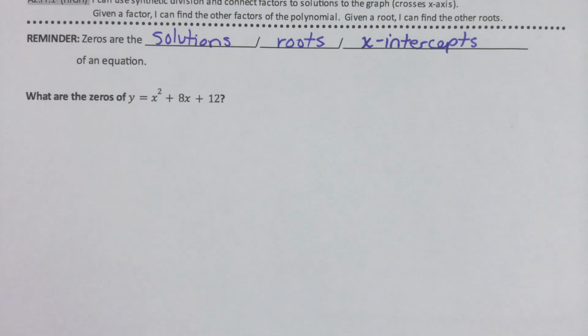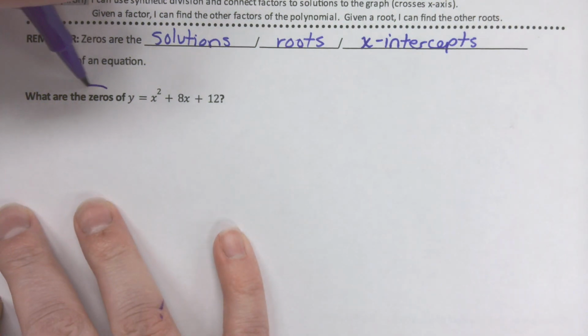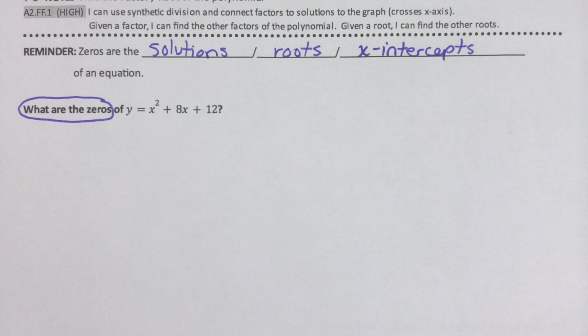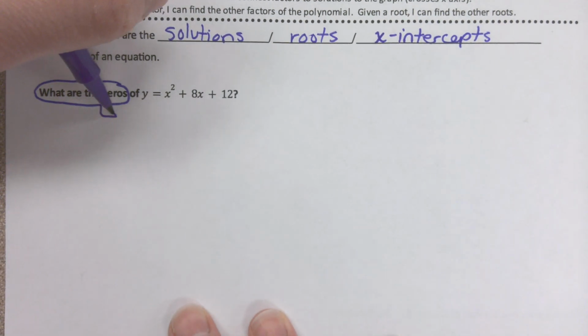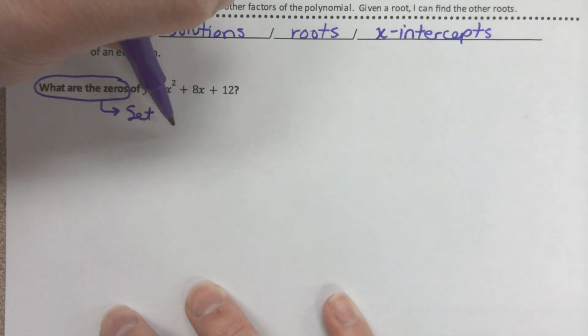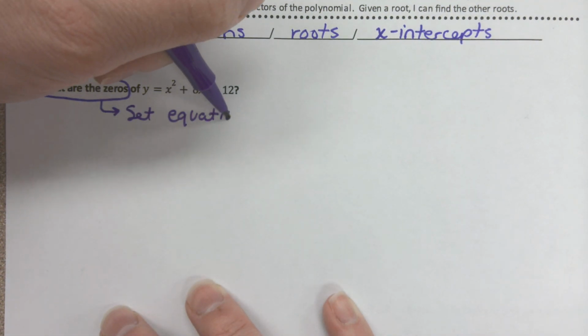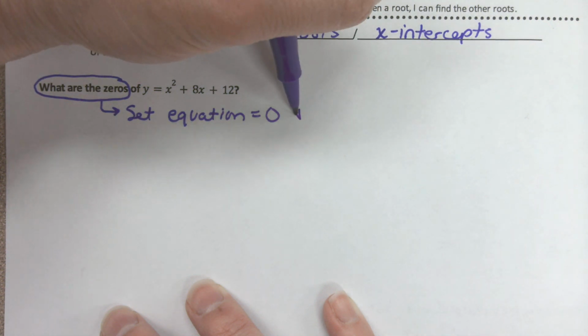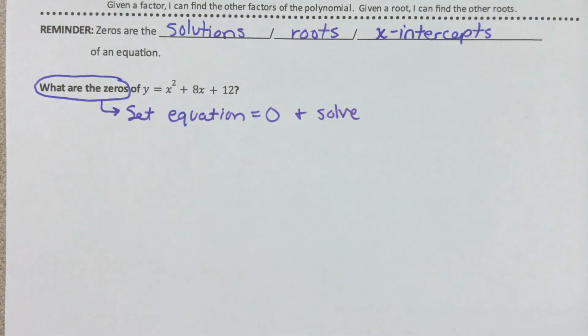First off, when you see that language there, what are the zeros? This is how I have always interpreted it to help me remember what to do. Set the equation equal to 0 and solve. So whenever I've seen what are the zeros, find the zeros, that just means set it equal to 0, and then you'll solve from there. So let's do that.